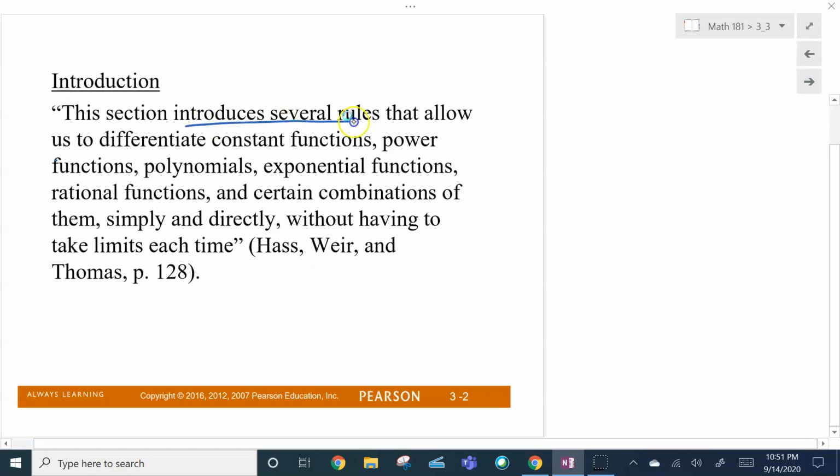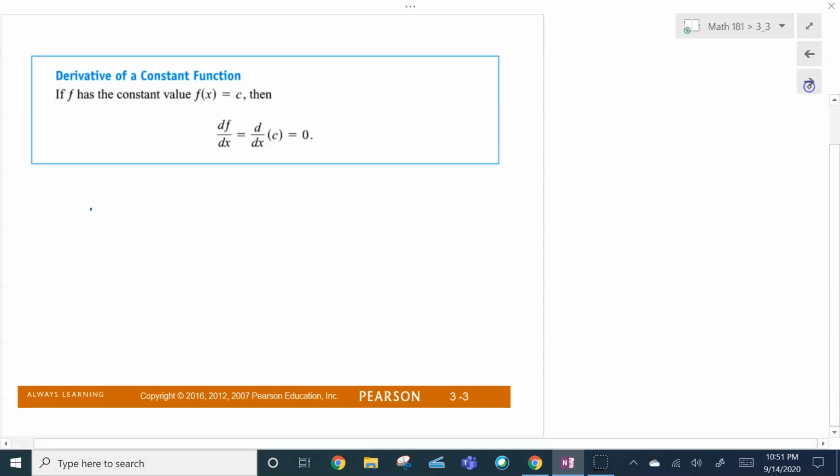We're going to introduce several rules that allow us to differentiate constant functions, power functions, polynomials, exponentials, and so on, so that we don't have to run the limiting process every time. This is the section where everybody goes, "Why didn't you tell us that before?"